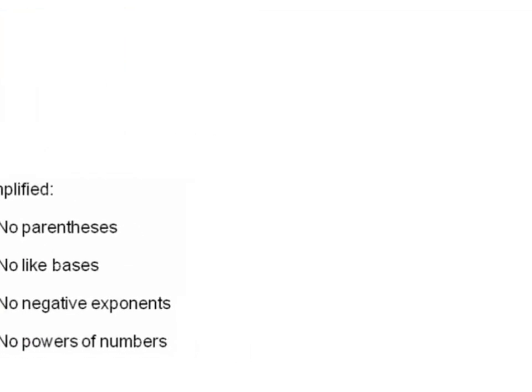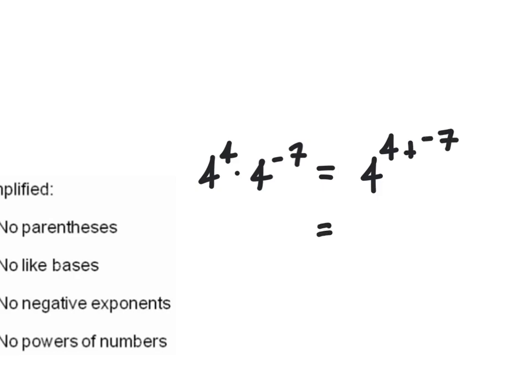Let me write this out. 4 to the 4th times 4 to the negative 7. Remember what we do when we multiply numbers with a common base: we add our exponents. So this is really just 4 plus negative 7, which gives me 4 to the negative 3 power. And that's 1 over 4 cubed.